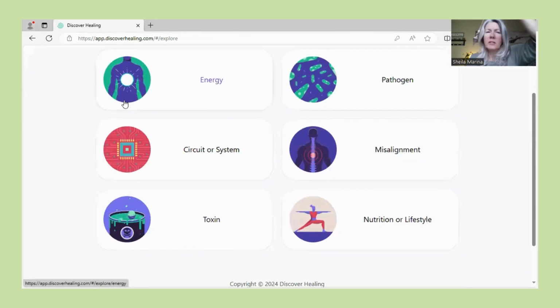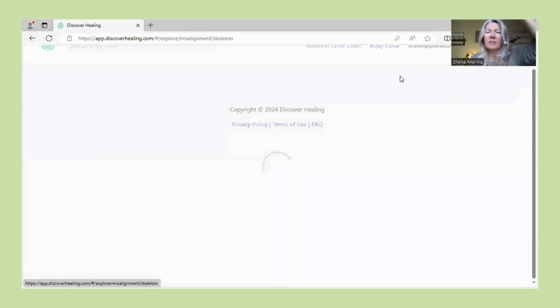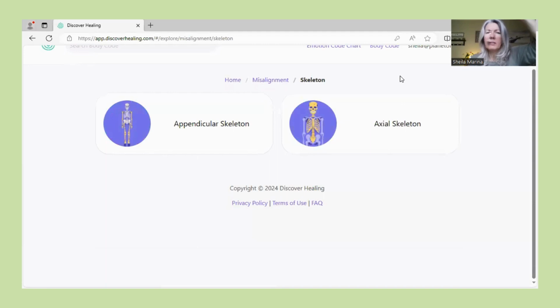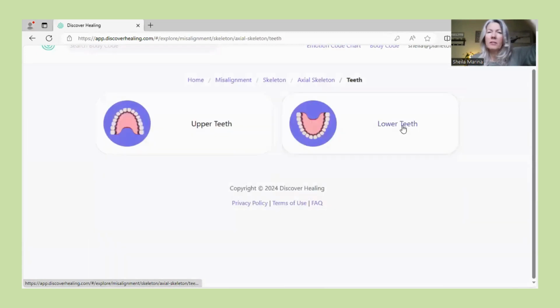And is this on the left side of the chart? No. On the right side of the chart, is it a pathogen? No. Is it a misalignment? Yes. So another misalignment for Gus here. Is this on the left side of the chart? No. On the right side of the chart, is this in the skeleton? Yes, it's in the skeleton. Is this in the appendicular skeleton? So in the axial skeleton now, is this on the left side of the chart? No. On the right side of the chart, does it have to do with the teeth? Yes, it has to do with the teeth.